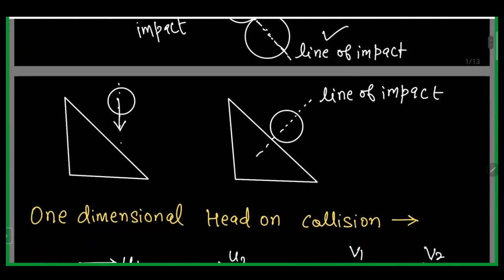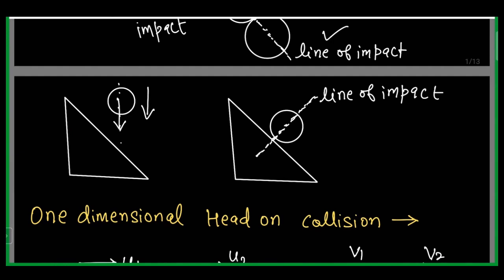Similarly, in the third case, the ball is dropped and it will hit the inclined plane. Once it hits the inclined plane, what is the line of impact? The line of impact is a normal which is perpendicular to both. So this is perpendicular to the incline as well as to the sphere. So this is the line of impact. The line of impact is nothing but a perpendicular to both the surfaces between which the collision is happening.